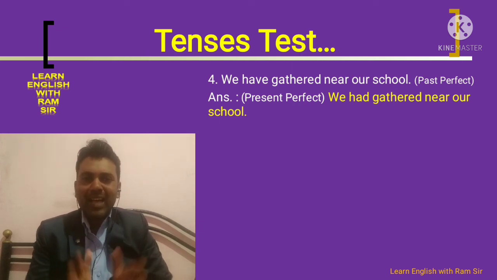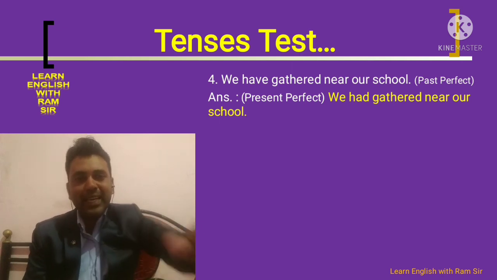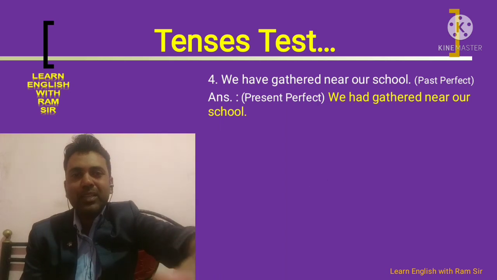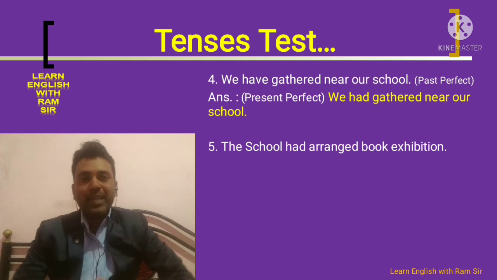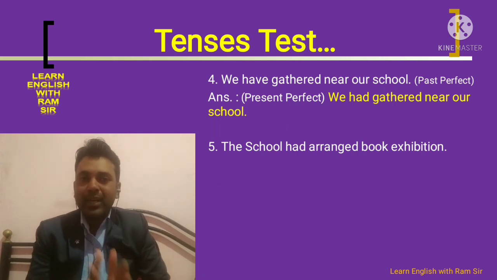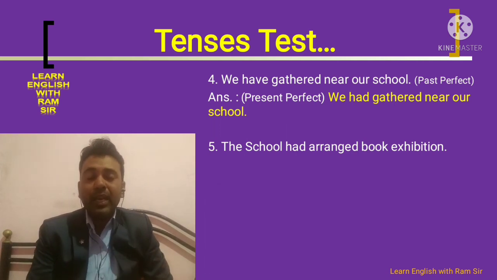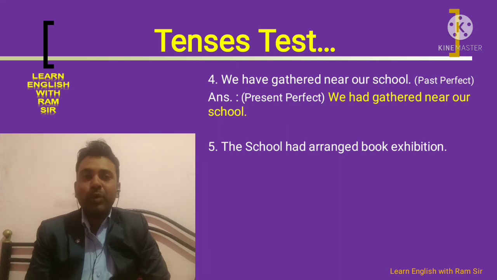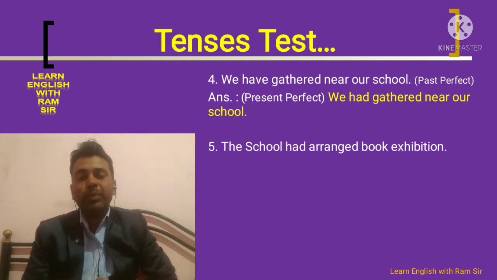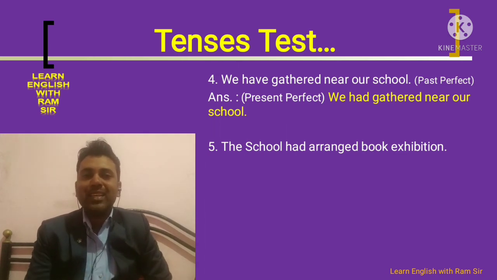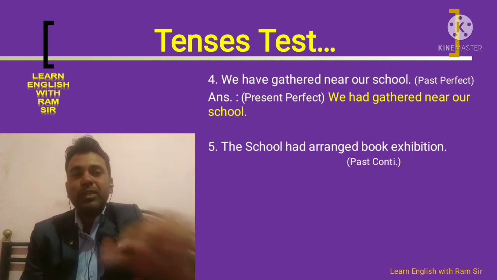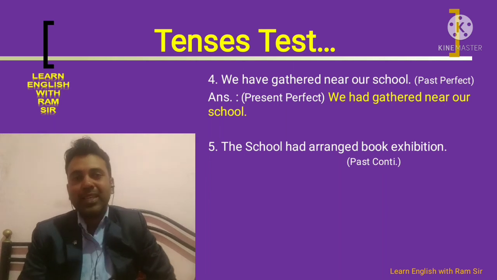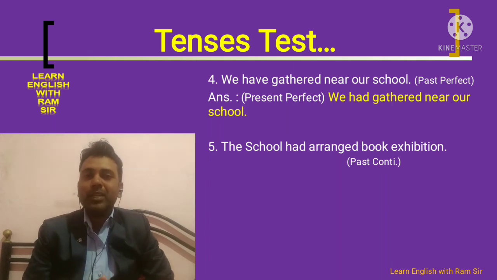And let's see the last example of today's session. Be ready and solve this particular example instantly. The school had arranged book exhibition. The statement definitely had आया हुआ है, उसी के साथ में past participle आया हुआ है verb का, तो definitely कौन सा tense है? It's a past perfect tense. And now you have to convert this particular statement into past continuous once again. तो इसको past continuous में convert कर देना है.